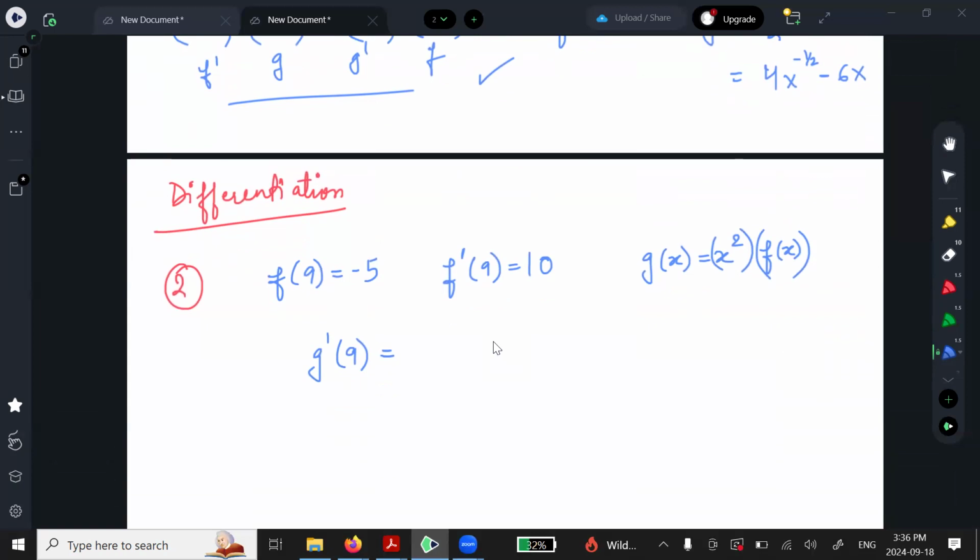Okay, find the g prime. Don't wait for me. How do you find g prime? It's a product of 2 functions. How do I solve it? Product rule. Product rule, right? Apply product rule. The first function is x squared, the second function is just f, right? And they don't give you f. How do you apply product rule when you don't even have f?